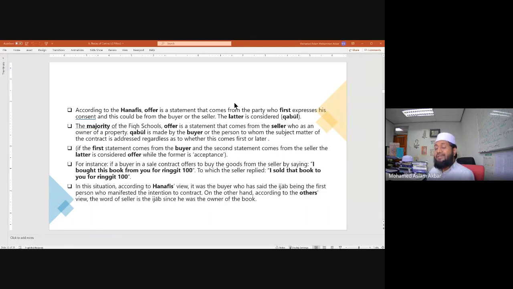But according to Hanafi, there is a difference. According to Hanafi, they didn't want to fix the seller and buyer. They said whoever shows the product or the intention, whoever starts the contract, will be the offerer. Whoever comes next will be the acceptor. See, you have offerer, you have acceptor. According to the majority, offerer is always seller, and acceptor is always buyer. But when it comes to Hanafi, that is slightly different. The one who starts the negotiation first becomes the offerer.